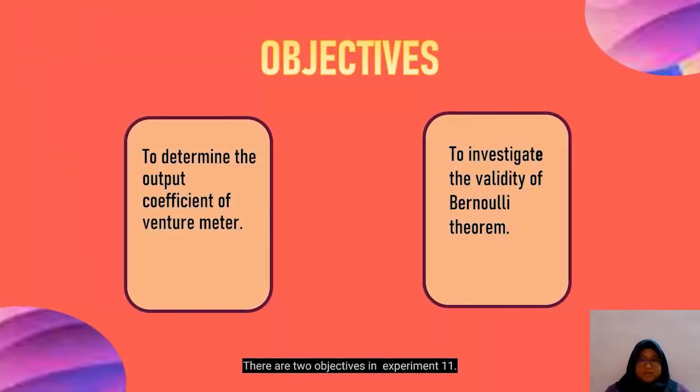There are two objectives in Experiment 11. One is to determine the output coefficient of Venturi meter, and two, to investigate the validity of Bernoulli theorem.